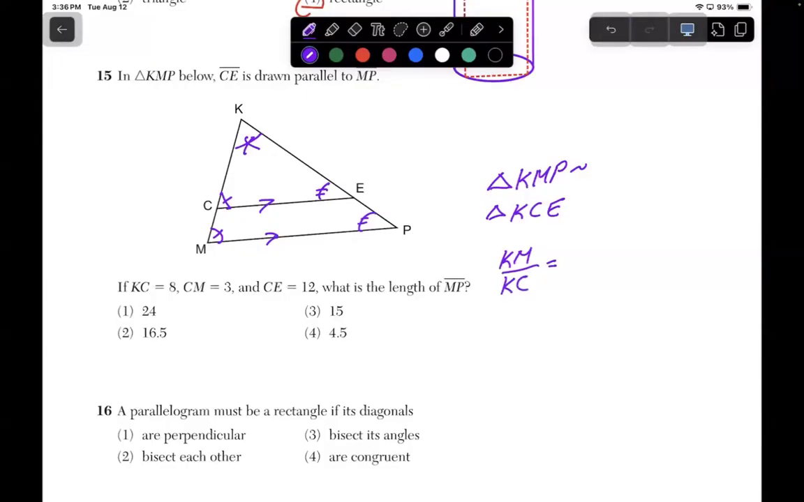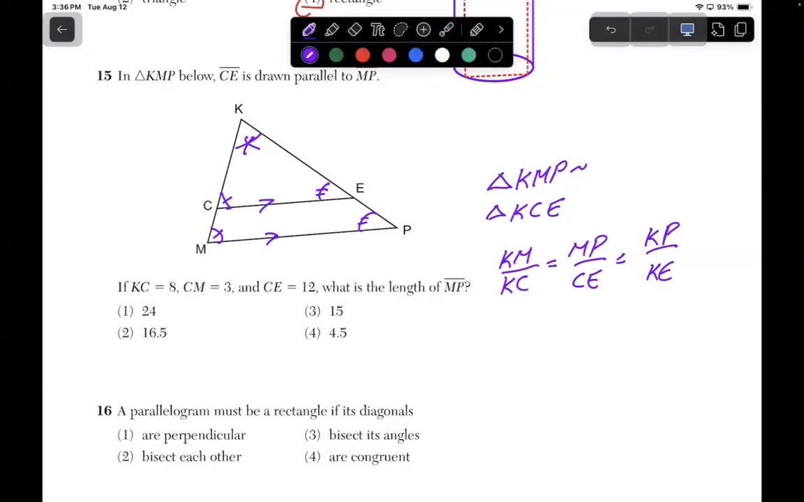I haven't even labeled the diagram yet. I'm just going to go ahead and set this up first so I know I won't make any mistakes. KP over KE. So it was the first two over the first two, the last two over the last two, the first and last over the first and last. And that gives me my fractions.